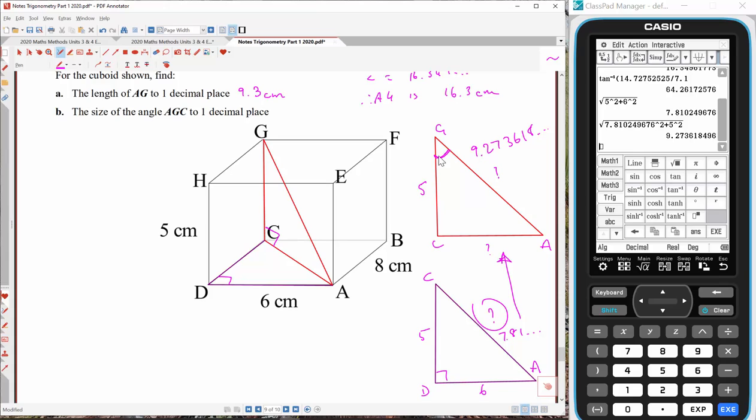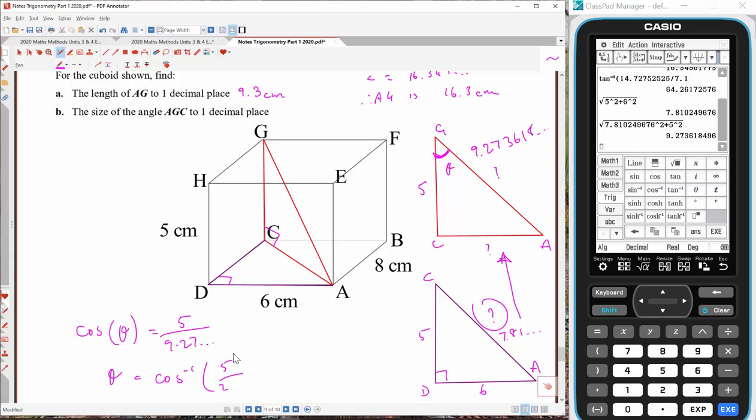Okay, size of the angle, so AGC, that's this angle here. So we'll use these measurements this time around. So we'll go adjacent over hypotenuse. So that's going to be cosine theta equals adjacent, which is 5 over 9.27... So again, making sure that we're using the most exact version.